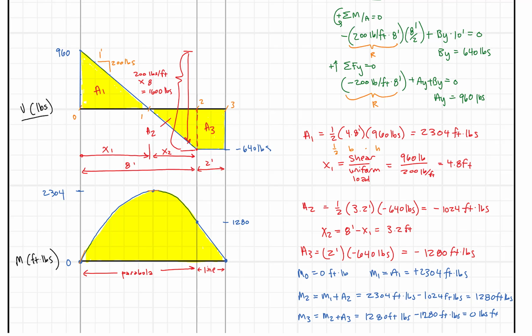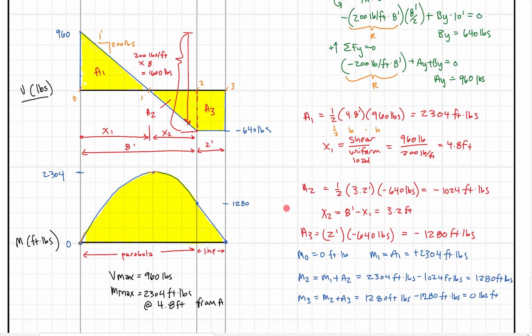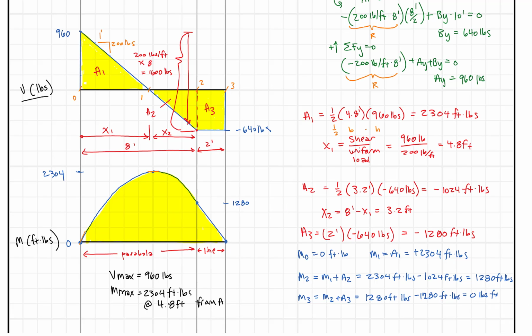Once it's shaded in, we can go back and say that now we know the maximum shear this beam is going to experience is this 960 pounds at the reaction at A. The maximum moment is this 2304 foot-pounds at a distance of 4.8 feet from A. That becomes important for knowing where it occurs. If you're wondering where the 4.8 comes from, it corresponds with this x1. We could drop a line there as well, but that's where the maximum moment is going to occur.